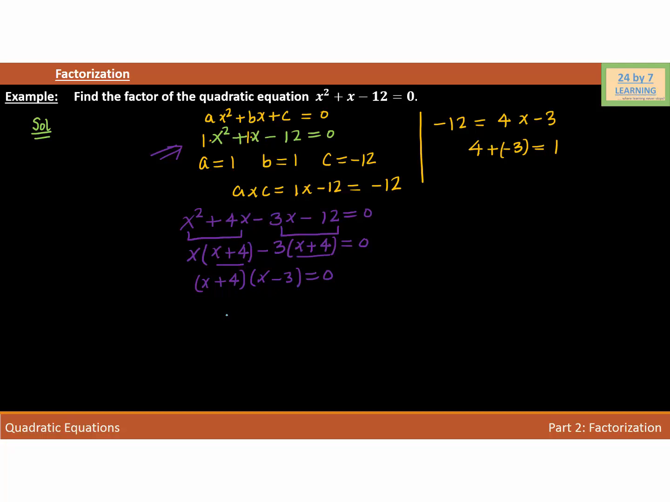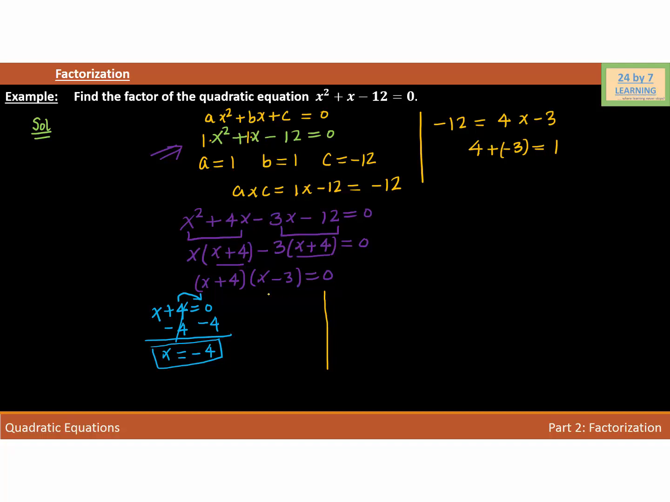So I'm going to write x plus 4 is equal to 0. I need to find the value of x, so I will take this 4 to the other side, and the only way I can do that is if I subtract 4. So I'm going to subtract 4 from both sides, and if I do that, this 4 is cancelled out, and I have x is equal to 0 minus 4, which is negative 4. So this is my first factor for the given quadratic equation.